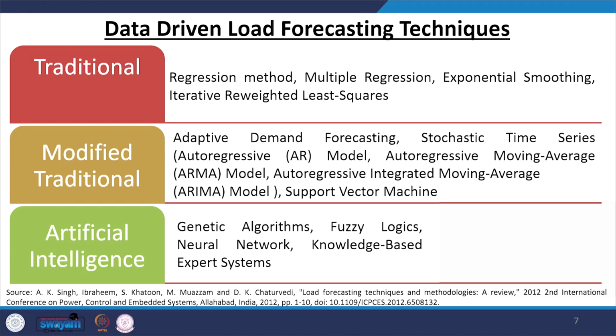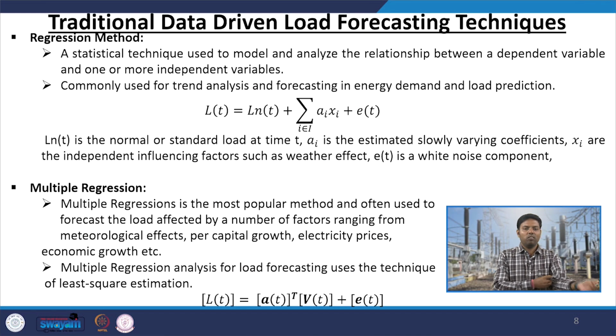So, the forecasting techniques. Generally, the traditional techniques are the regression method, multiple regression method, exponential smoothing, and iterative reweighted least square method. This is a little bit changed in the modified traditional, where you use adaptive demand forecasting, stochastic time series forecasting, autoregressive model, autoregressive moving average model, and so on. For artificial intelligence techniques, we use genetic algorithm, fuzzy logic, neural networks, that means artificial neural networks, and knowledge based expert systems. So, what are those traditional data driven load forecasting techniques? First, we will see the regression method.